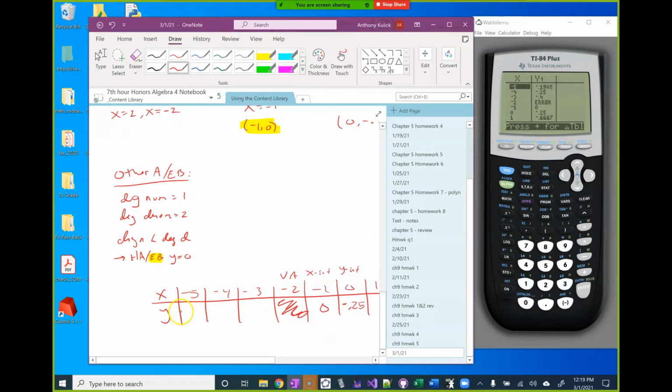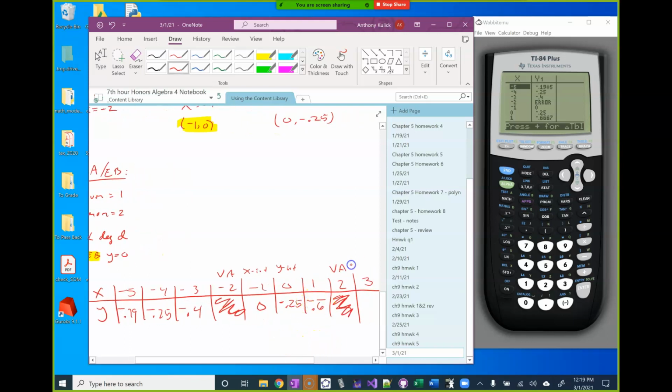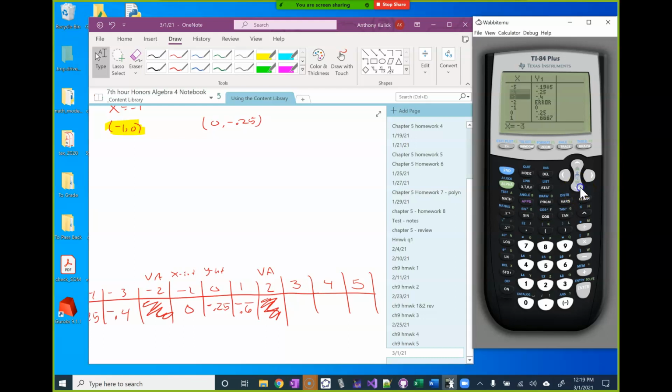So I have negative 0.9, negative 0.25, negative 0.4, 0.25, negative 7. And I need to scroll down now for a little bit more. Notice where the asymptotes are. What am I getting as a y coordinate there? I'm getting error, which is how your calculator communicates to you that there's no y coordinate there. That's why we filled in the boxes there where those asymptotes would go.